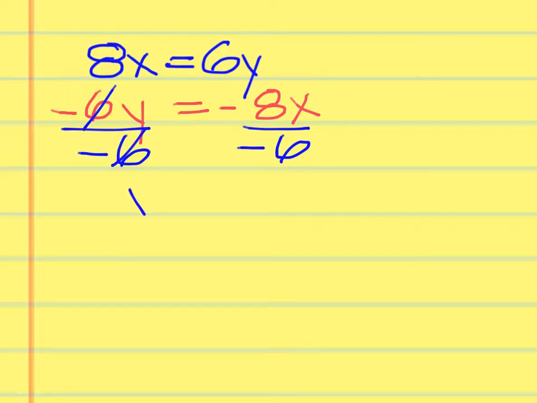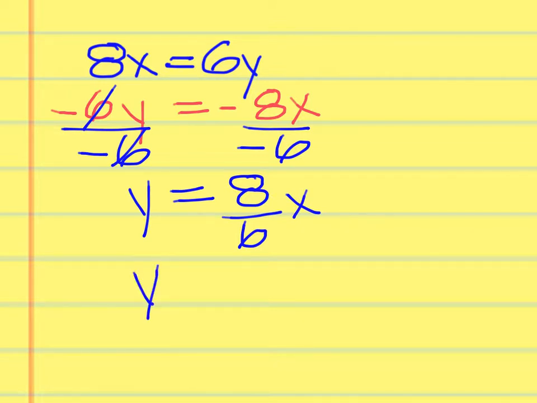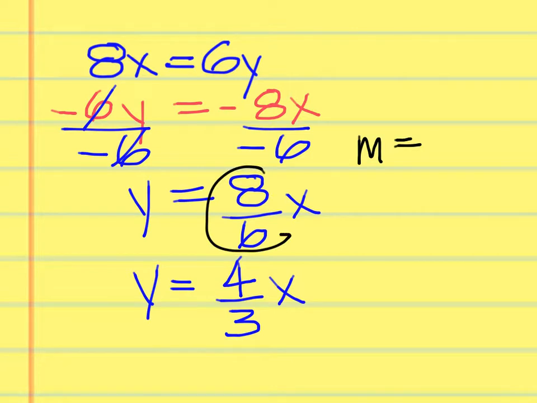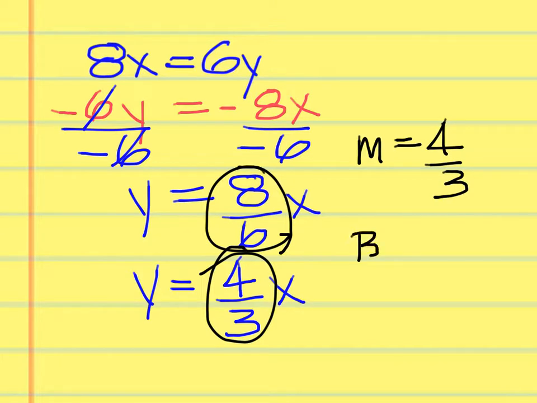These cancel out, and you're left with negative 8 over negative 6 times x. That can reduce to 8 over 6 x. Of course, you must reduce and come up with 4 over 3 x. But we have to identify the slope and the y-intercept. The slope is 8 over 6, which reduced to 4 over 3. And the y-intercept, there is no y-intercept listed, so what is it? 0.